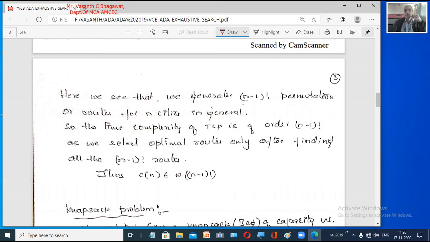So n minus 1 permutation are the routes we are going to do it. Now you see that. So what was the n value? How many cities were given for us? So 4 cities were there, right? So there were totally 4 cities.